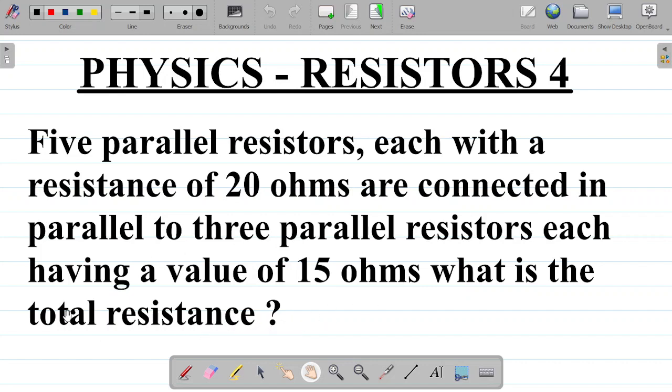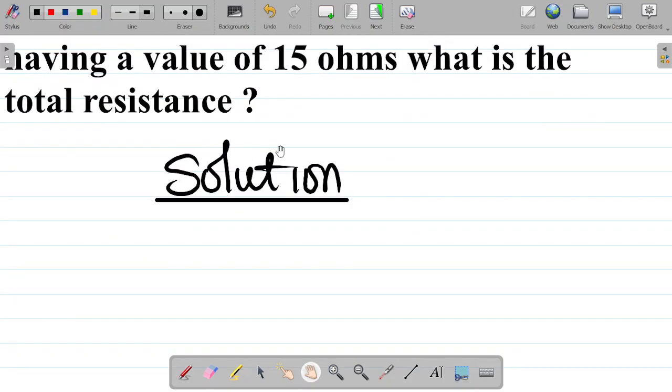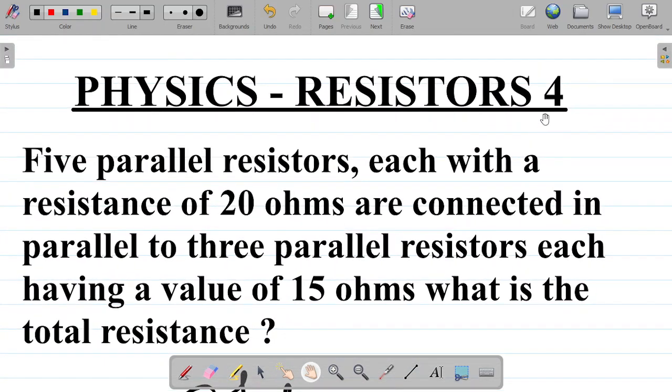You can be asked for total resistance or equivalent resistance. They mean the same thing. So how do we solve this question? Solution. Now to solve this question, if you look at this, this is part 4.